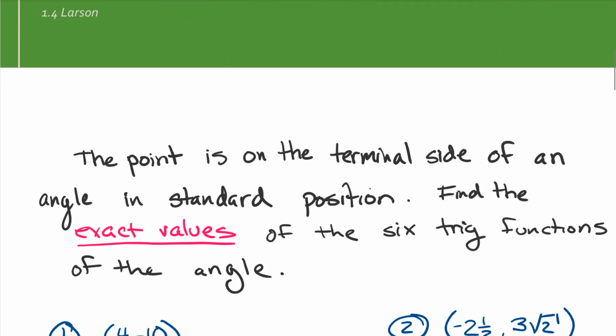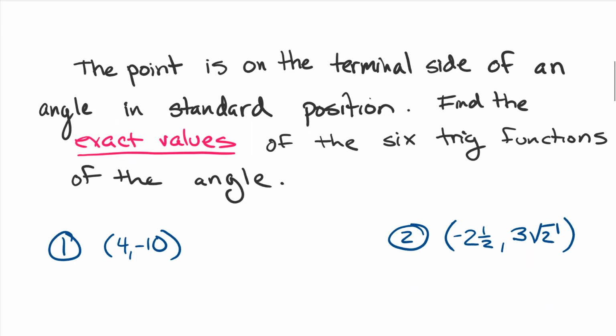These are the same wording. I just took this straight from your homework. There are going to be two problems on here. See it? Two points. The point is on the terminal side of an angle in standard position, and find the exact values of the 6 trig functions of the angle. So, let's get after it.